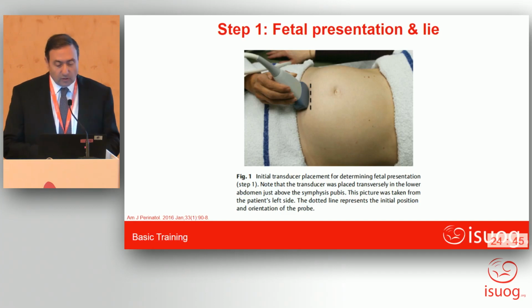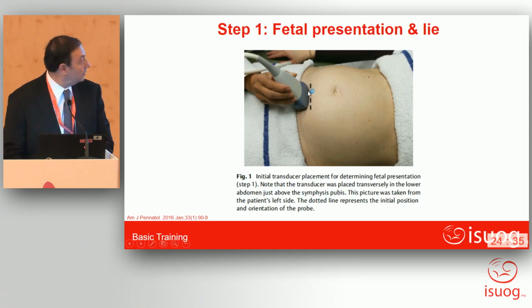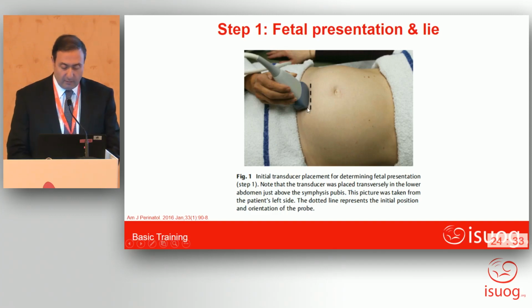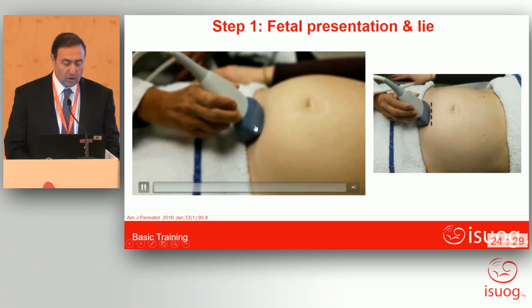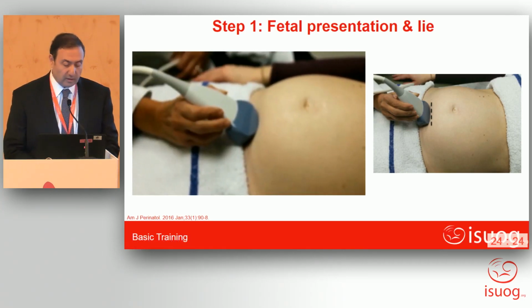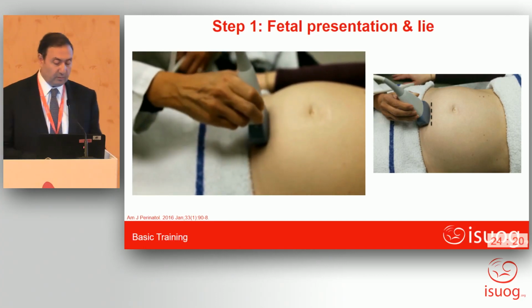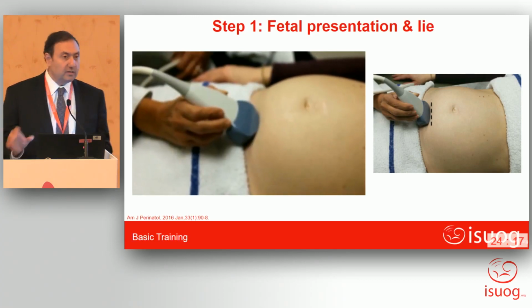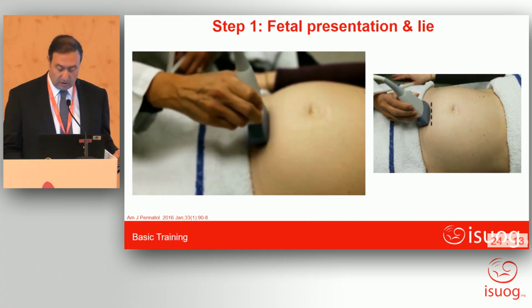So the first step is determining the fetal presentation and lie. Here you place the transducer, as you see in the image, transversely. I don't know if I can get a, can you see? Yeah, transversely on the abdomen. And here's a clip that shows you that from the transverse position, you just angle towards the pelvis of the mother. The transducer has to be placed in the correct orientation, as has been discussed in prior presentations. So when you do this step, you will have really 3 options on your ultrasound screen.